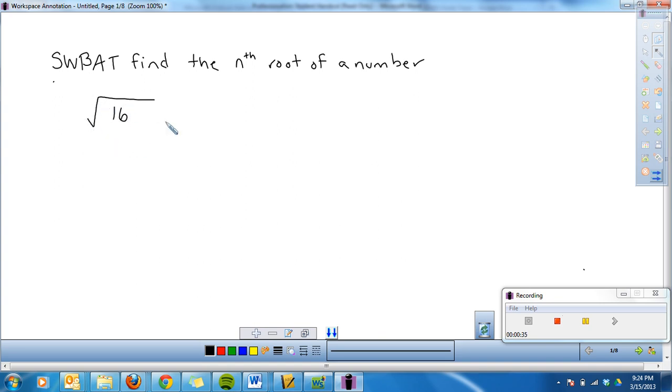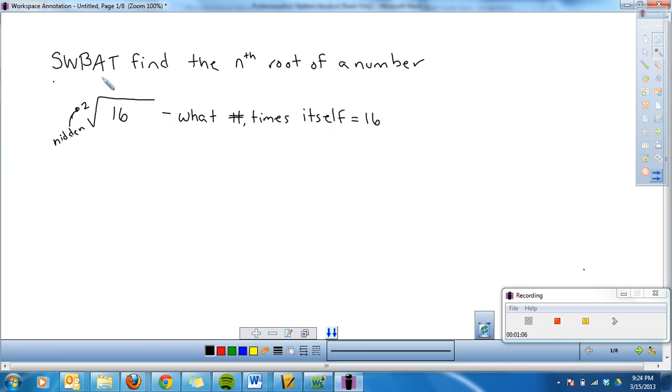When it says the square root of 16, what that's saying is what number times itself equals 16? What's the number times itself that equals 16? And the reason that we often call this a square root is that there's actually a 2 here. This is a hidden 2. It's asking what number times itself one time gets you 16.